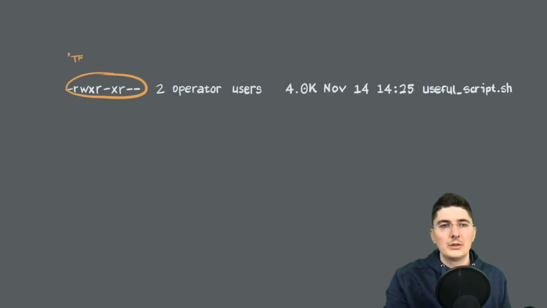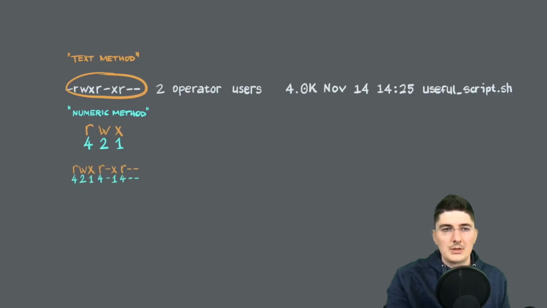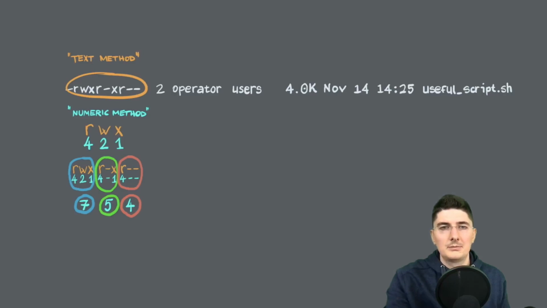This was the so-called text method. There is also a numerical method. Let's see how that works. Each permission has a number corresponding to it. Then you just map those values. You again have user, group, and other, and you just add those together. For user, it's 7, for group, it's 5, and for other, it's 4. Meaning, rwx, r-x, r-dash in text method is equal to 754 in numerical method.